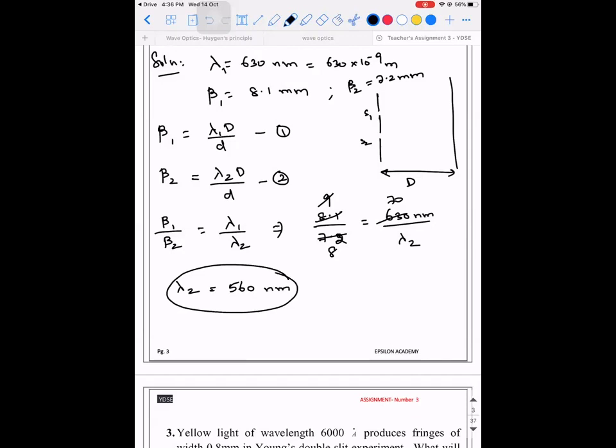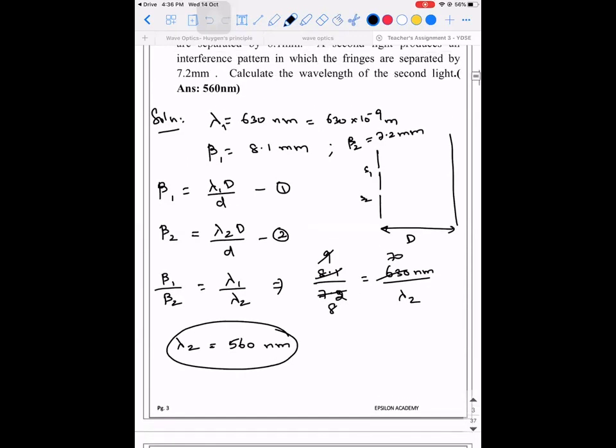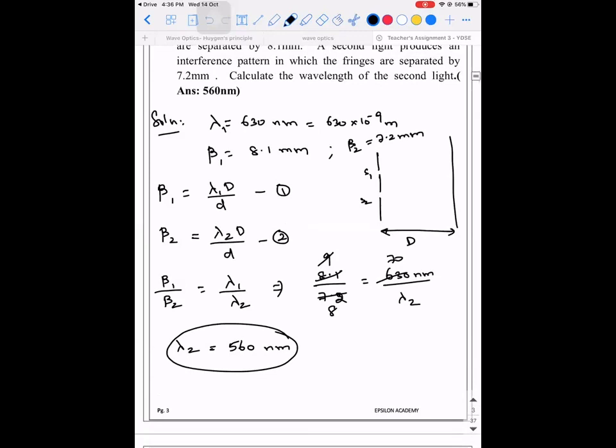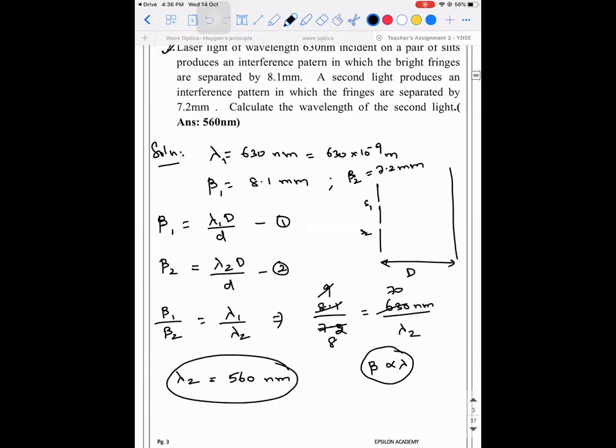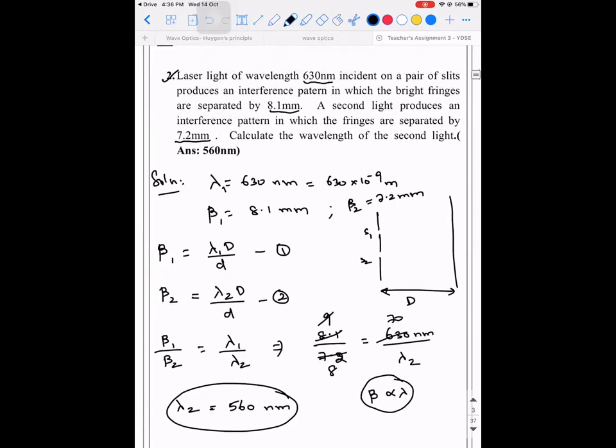How to verify your answer is right or wrong? It's by looking at the fringe width. So one thing is clear from this question, that beta is directly proportional to lambda. Correct? Because capital D by small d is constant in both the cases. Since the fringe width has decreased, wavelength also should have decreased compared to the initial case. So initially it was 630, now it is 560.